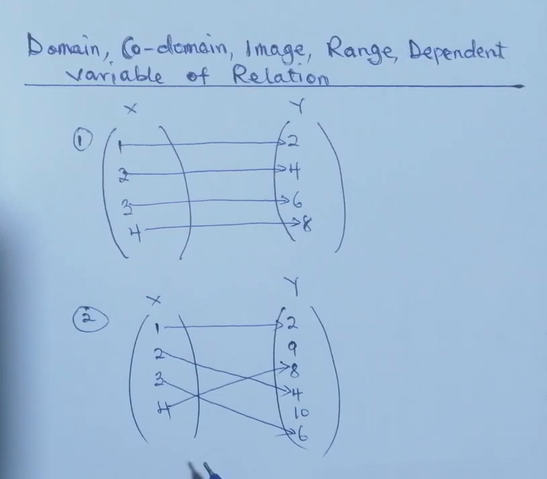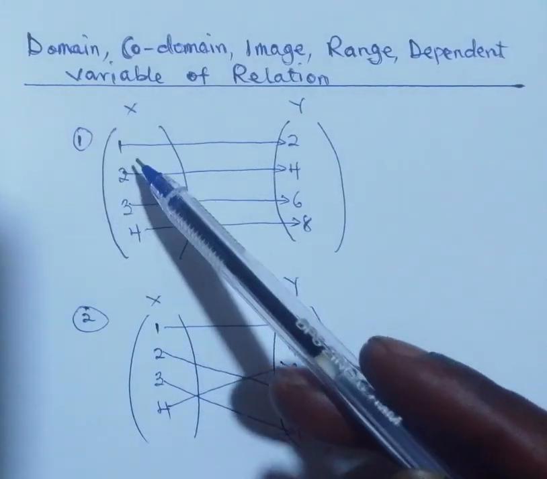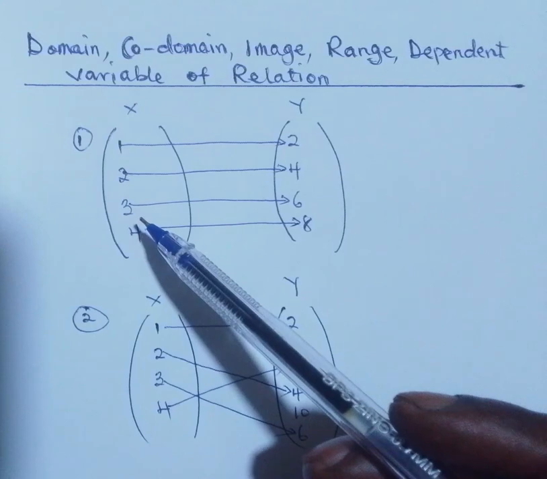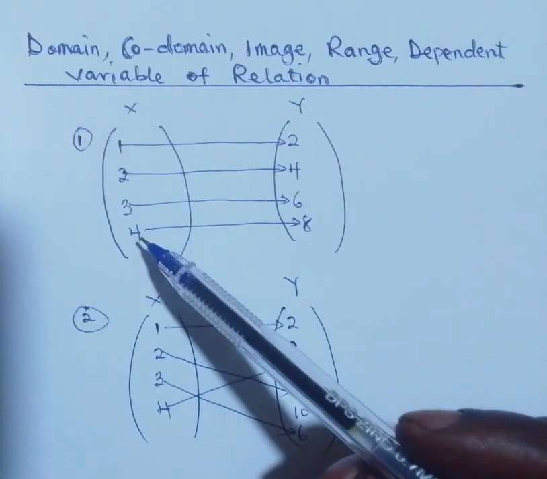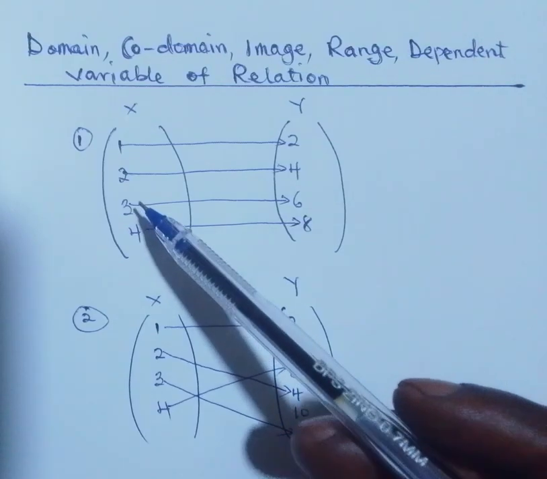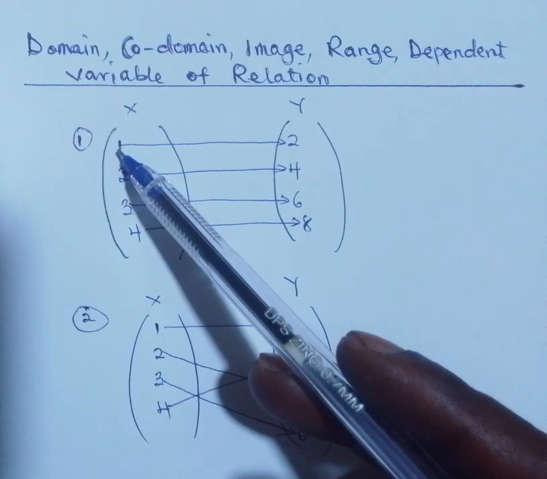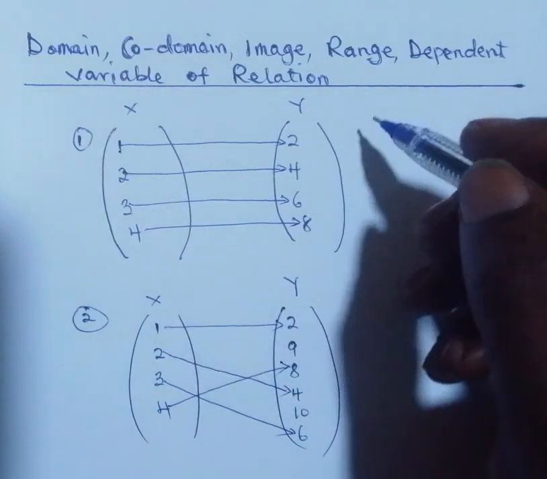When we say the domain, we are looking at the set of all possible x values. So all the values that you see in the first set, they are the domain. So in the question, if I ask you to write the domain of the first one, you are going to what? List all of them. So you are going to write 1.